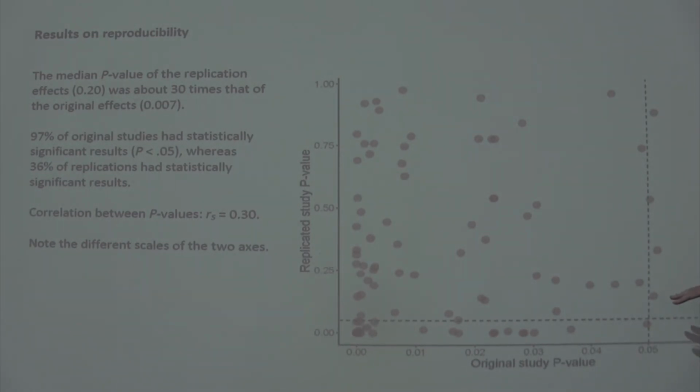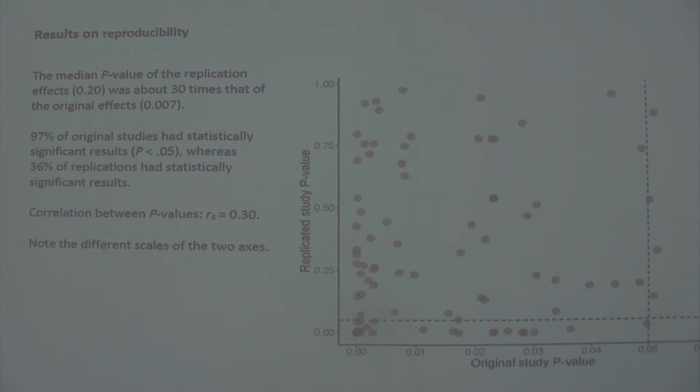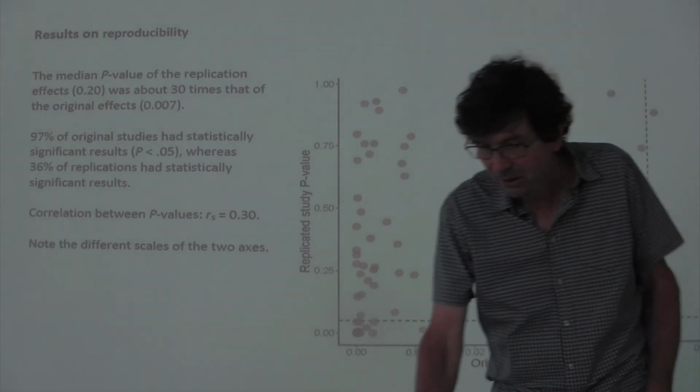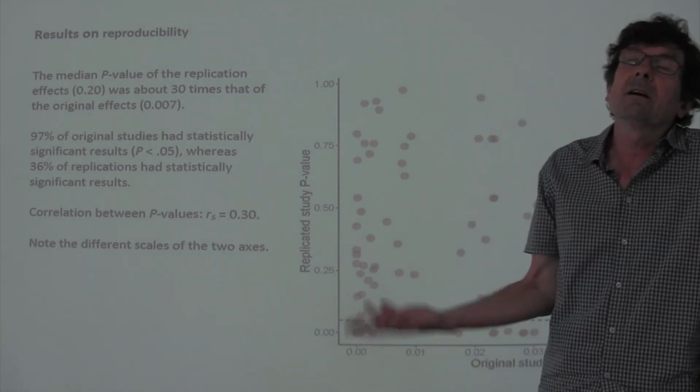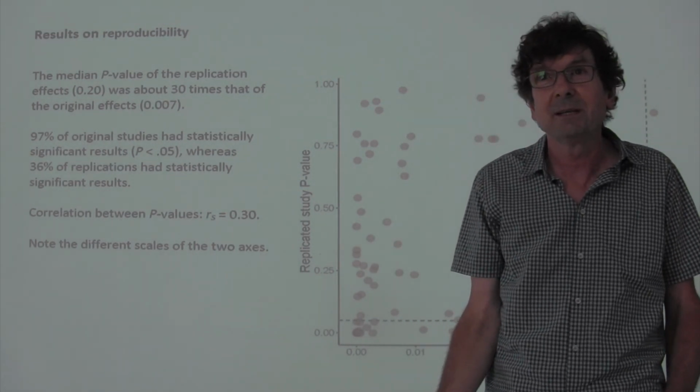So note the different scales here. Here's a study that had a p-value of 0.01. The next time it was repeated, it had a p-value of 0.96 or something. So this is to help you answer those two questions that I asked. What is going on? This is psychology. You could think, oh, well, it's not biology. Phew. No reason to think this would be any different.